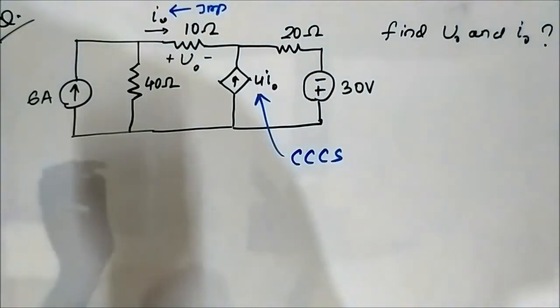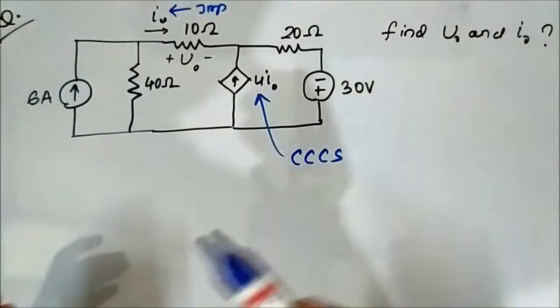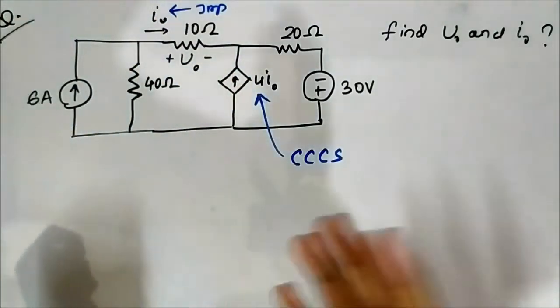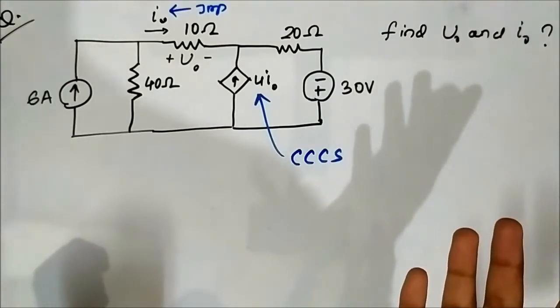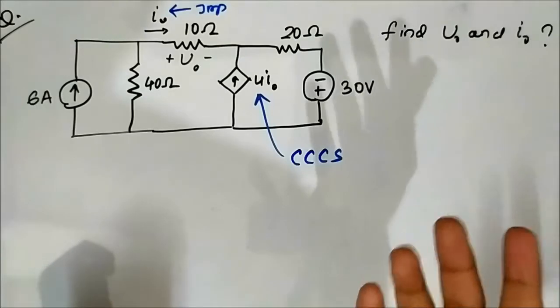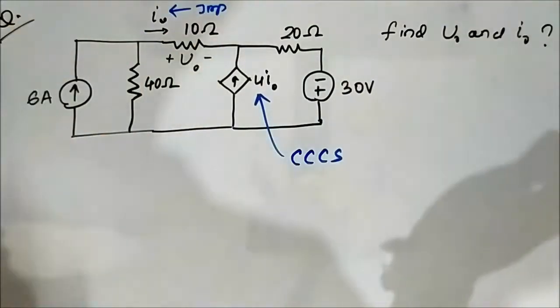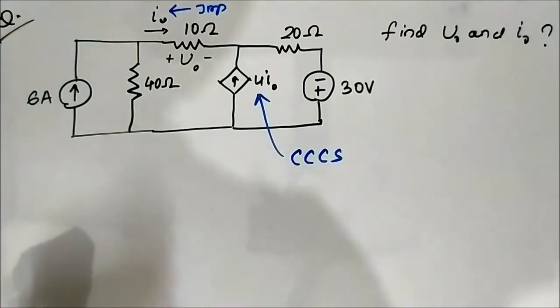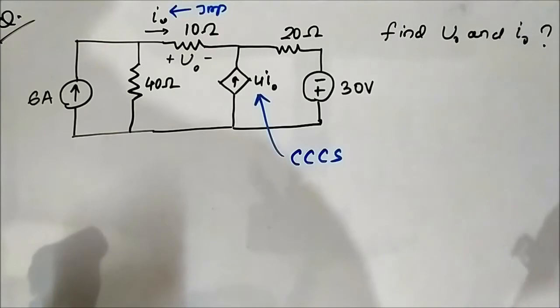So in order to determine I0, we also have to find out V subscript O, means the voltage drop across 10 ohm. So if we use any other method of analysis such as nodal analysis, we can solve it very quickly. Okay, this circuit can be analyzed very quickly, but we have been asked to apply superposition theorem.